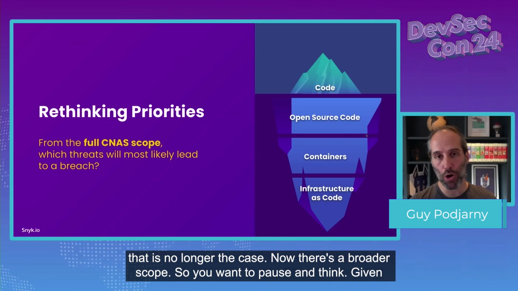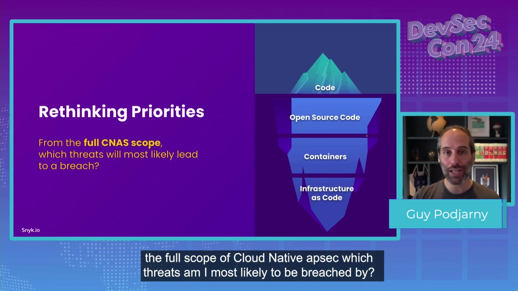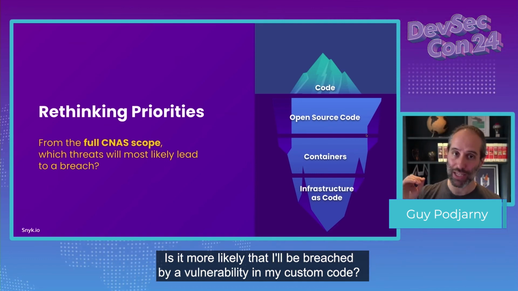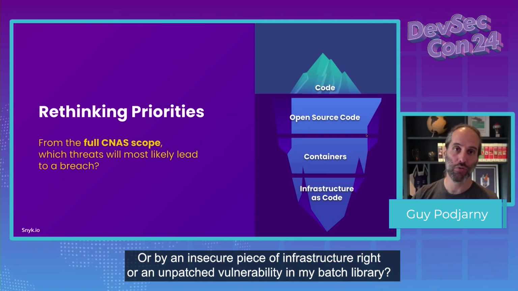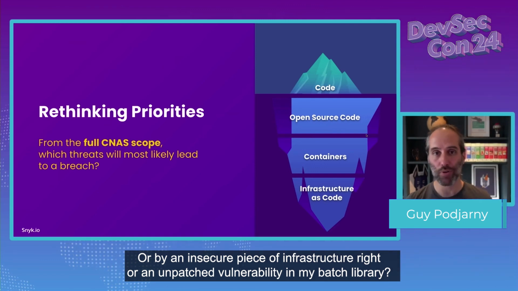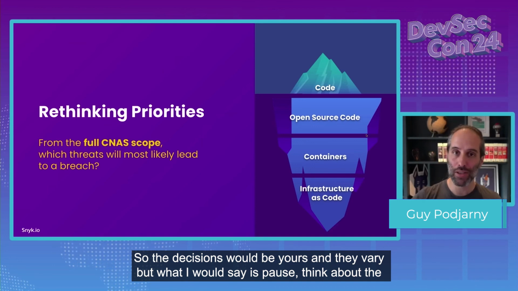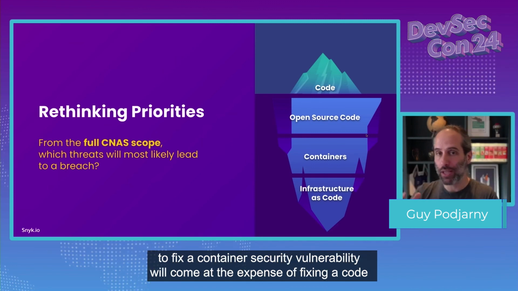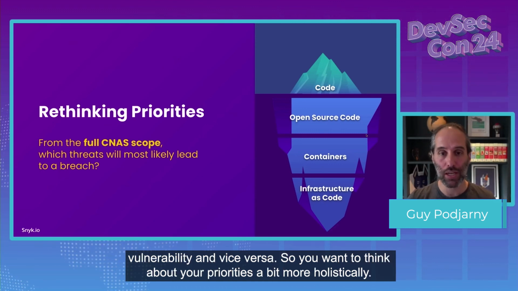So you want to pause and think, given the full scope of cloud native AppSec, which threats am I most likely to be breached by? Is it more likely that I'll be breached by a vulnerability in my custom code, or by an insecure piece of infrastructure, right? Or an unpatched vulnerability or unpatched library? So the decisions would be yours, and they vary. But what I would say is pause, think about the full scope. Now it's going to be the same developers, the same dev time going to fix a container security vulnerability will come at the expense of fixing a code vulnerability, and vice versa. So you want to think about your priorities a bit more holistically.